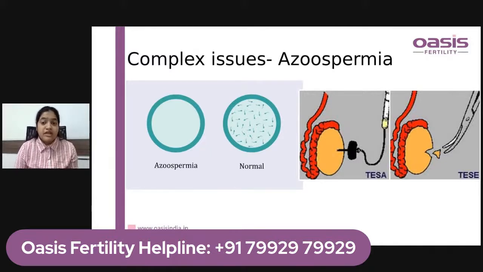So what is TISA? TISA is testicular sperm aspiration. So what is aspiration? Basically, in the picture we can see there is a needle that goes in, and only a needle prick is there, and then with negative suction, the sperms are aspirated. So there is no incision over the scrotum or testis, just a needle prick.